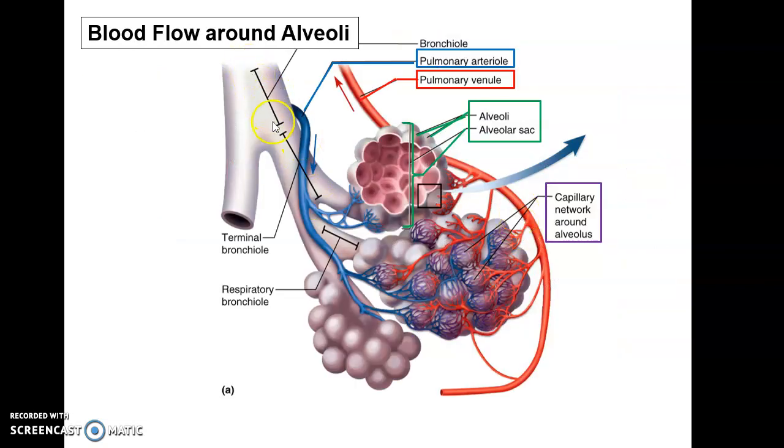So again, the terminal bronchiole branches into the alveolar sacs. So these grape clusters are the alveolar sacs. Each individual grape is an alveolus. The alveolar sacs are covered in pulmonary capillaries so that blood can be brought to the alveoli.